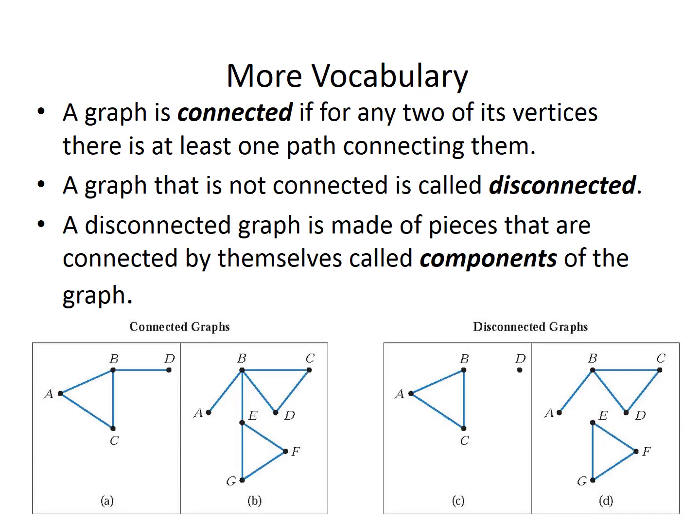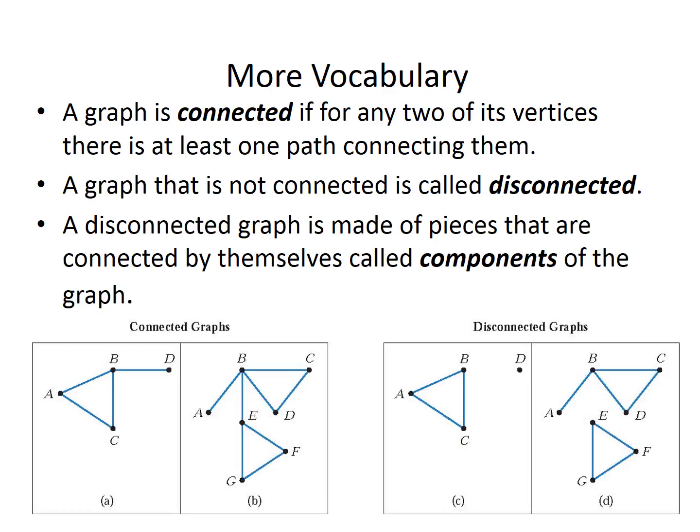All right, this is the last slide in section 14.1. A graph is connected if for any two of its vertices, there is at least one path connecting them. A graph that is not connected is called disconnected, and a disconnected graph is made of pieces that are connected by themselves called components of the graph.